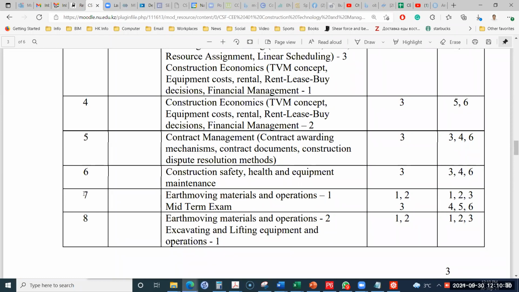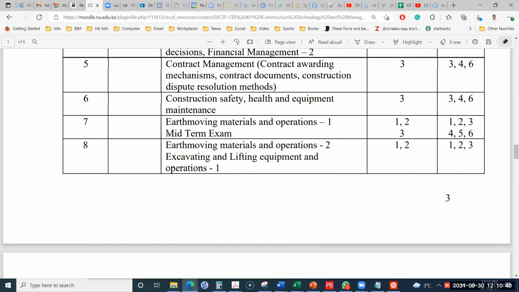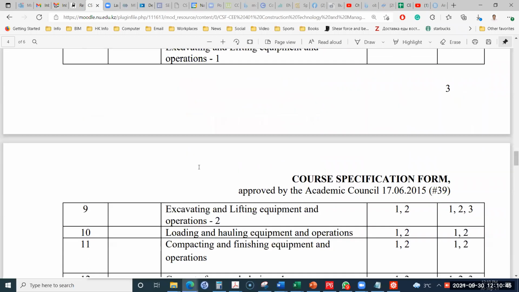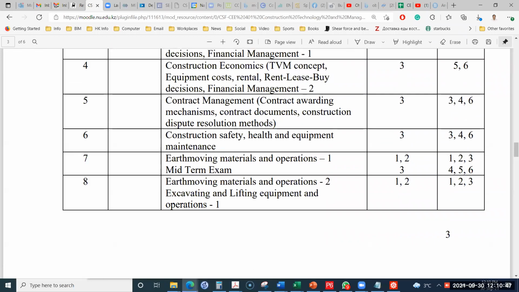Since we are in week 7, this shows that we are almost on schedule. The only change is that I have moved the midterm exam from week 7 to week 8. Otherwise there is not much change, so we are going on schedule. It's because I have recorded this lecture, construction safety, health, and equipment, which you can watch at your own convenience anytime.